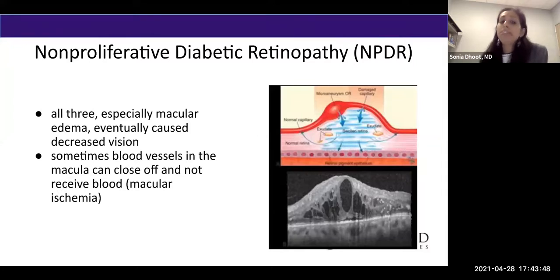Sometimes more in the advanced stages, blood vessels in the macula can actually, because they're so small, get completely closed off and not receive any blood. And that's what we call macular ischemia. And unfortunately, that's more difficult for us to treat. We can treat the new blood vessel growth, we can treat the macular edema, but when we get to the point of the blood not flowing through the blood vessels properly, that becomes harder and harder for us to treat, and goes along with the fact that we need to monitor all of this much sooner.